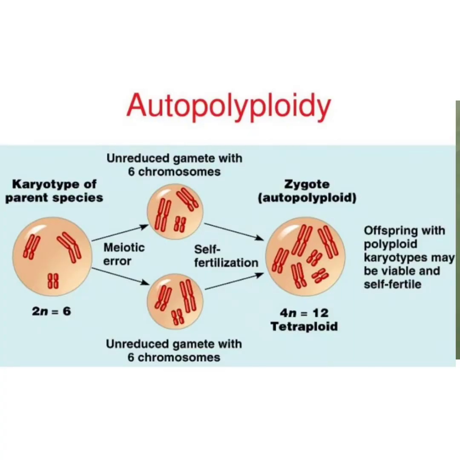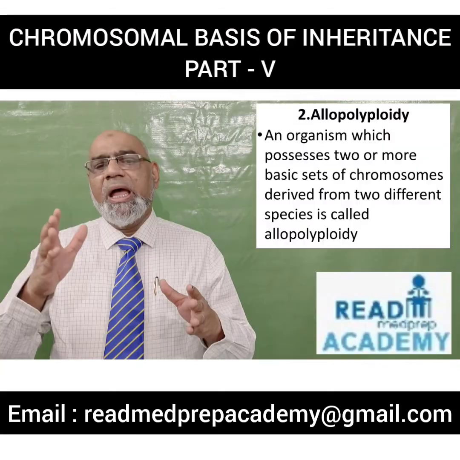Here you can see autopolyploidy, where the karyotype of the parent species is 2n = 6. When there is a meiotic error, an unreduced gamete with 6 chromosomes is produced. In another gamete, an unreduced gamete with 6 chromosomes is also present. When they undergo self-fertilization, a zygote is formed, which is called an autopolyploid, where 4n = 12. It's a tetraploid. The offspring with polyploid karyotypes may be viable and self-fertile.